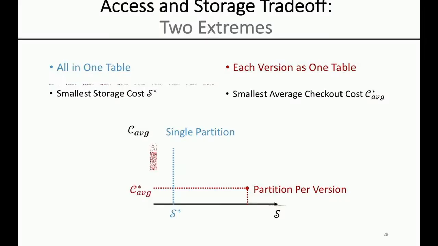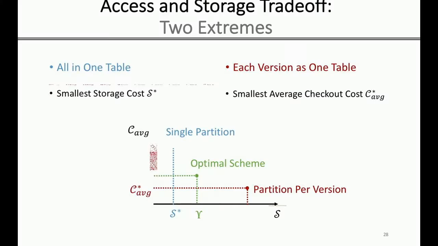At the other extreme, if we store each version as a separate table, then the average checkout cost is smallest because we are not accessing any irrelevant records when checking out a version. If we visualize these two in a plot where the x-axis is the storage cost and the y-axis is the average checkout cost, then they are basically lying in two corners. What we want to do is find the optimal partitioning scheme in between, such that the storage is within the budget gamma.